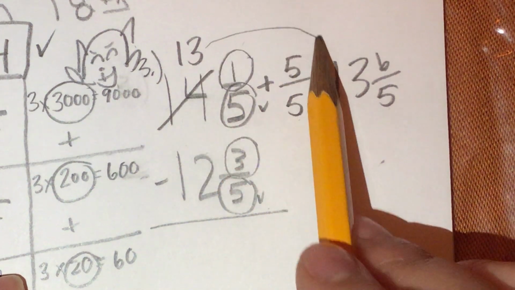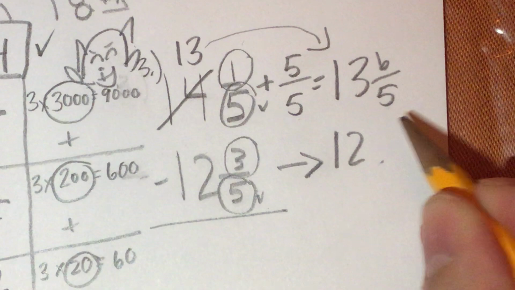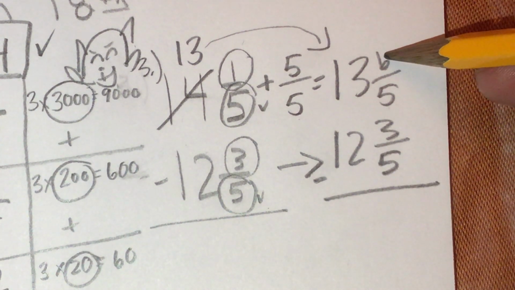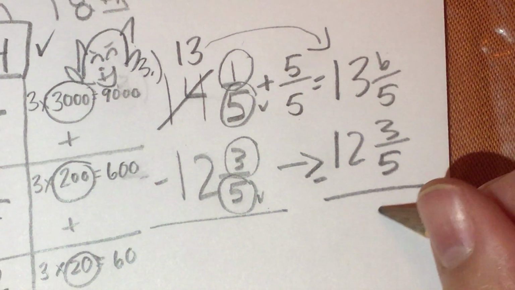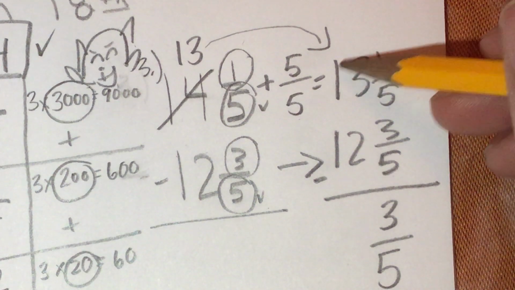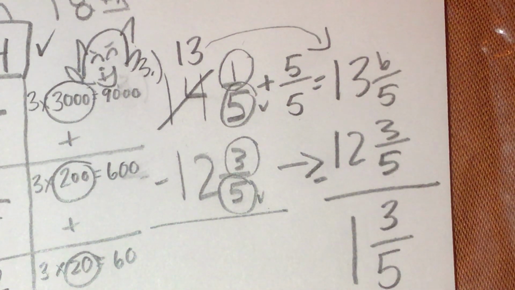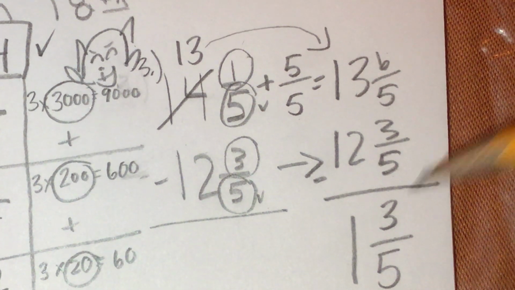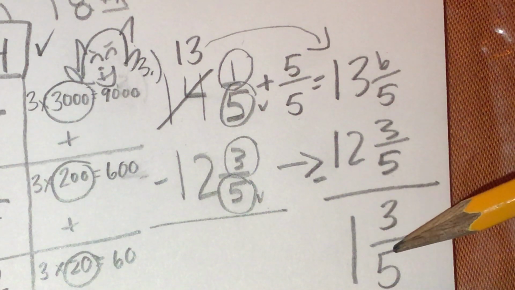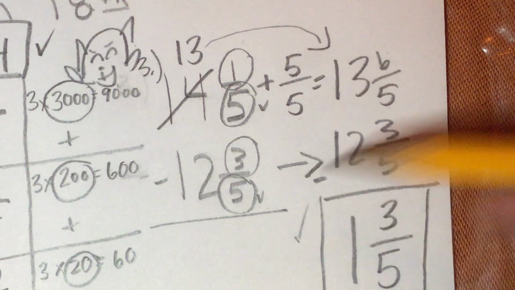And don't forget about your whole number, okay? I'm going to go ahead and move over my equation so I can solve it more easily. Now I have enough. I have 6 minus 3 is 3. My denominator stays the same. My whole number 13 minus my whole number 12 is going to get 1. Now I have to ask myself, can I simplify 1 and 3/5? No. Is my fraction a proper fraction? Yes. So 1 and 3/5 is our final answer.